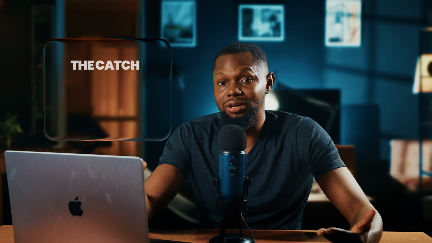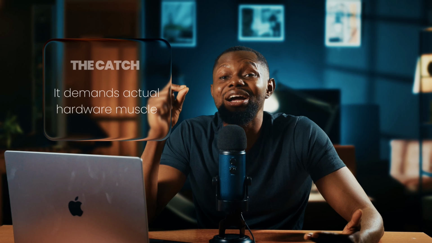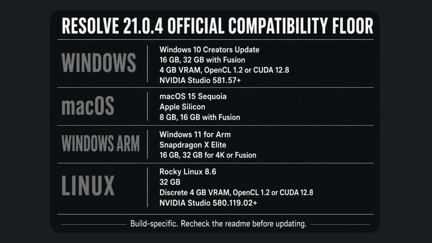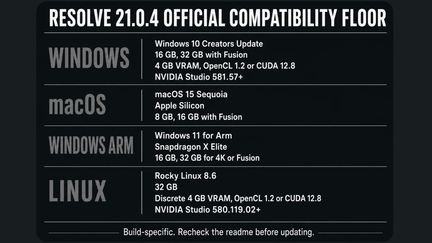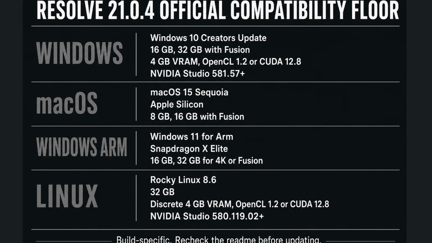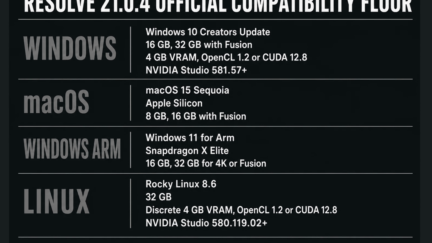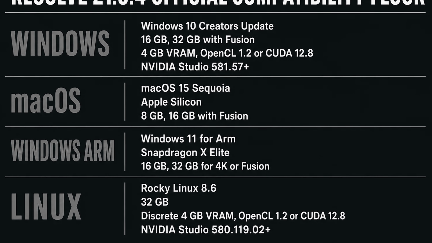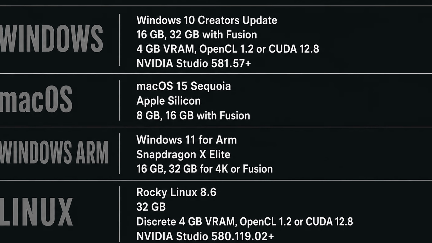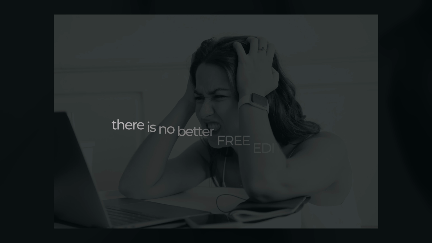The other catch with DaVinci Resolve, besides a steep learning curve, is that it demands actual hardware muscle. Unlike CapCut, which can run on almost anything, Resolve requires real computer specs. You need a 64-bit operating system with at least 16GB of RAM, 32GB if you plan on using the Fusion motion graphics tab, a dedicated GPU with 2 to 4GB of video RAM minimum, and a fast SSD for media storage. If you try running DaVinci Resolve on an entry-level computer with integrated graphics, it is going to stutter and freeze. If your machine can handle it, there is no better free editor on the planet.